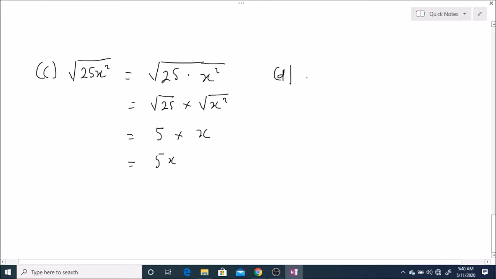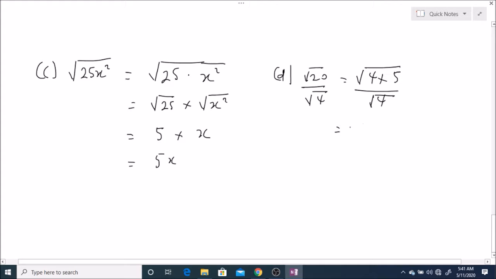Now D, we simplify root of 20 over root of 4. To simplify this, you make use of the product rule and the quotient rule for surds. You know that root of 20 can be written as root of 4 times 5. In this case, the 4 is our perfect square number and the 5 is not a perfect square number. We have root of 4 times 5 all over root of 4.